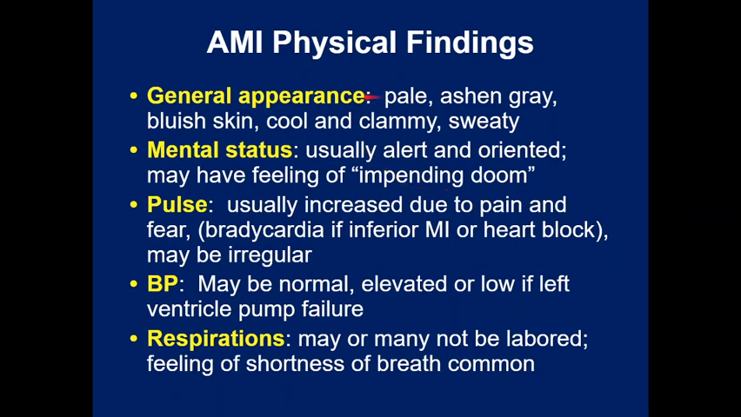Some physical findings on exam. They may have pale, cool, clammy. Remember, pale, cool, clammy is always bad. Sweaty skin, gray, blue. Mental status: they may have a sense of impending doom. Pulse: because the blood supply to the rest of the body is impeded a little bit, you'll have an increased heart rate. However, the infarction can actually occur in those electrical signals, and you can get bradycardia, or it could be irregular because you could have an arrhythmia. So this doesn't really tell you much. Blood pressure could be normal, elevated, or low, depending on the function of the heart, and they may have labored or non-labored breathing.